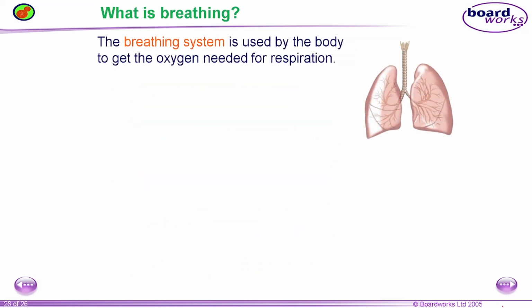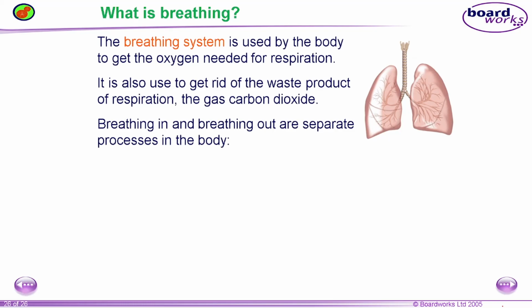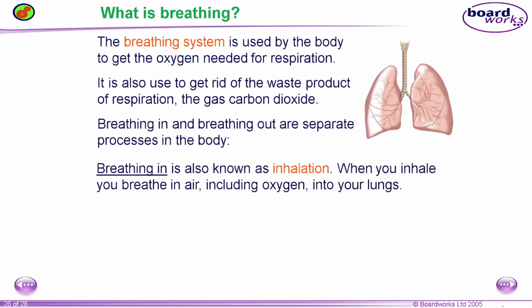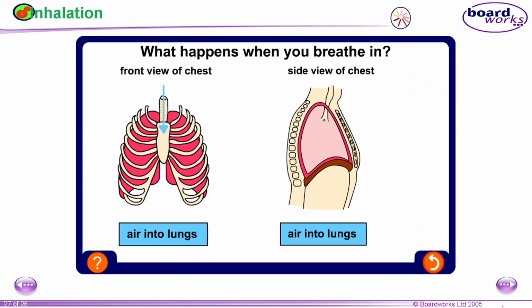What is breathing? The breathing system is used by the body to get oxygen needed for respiration. It is also used to get rid of the waste product of respiration, the gas carbon dioxide. Breathing in and breathing out are separate processes in the body. Breathing in is also known as inhalation. When you inhale, you breathe in air, including oxygen, into your lungs. Breathing out is also known as exhalation. When you exhale, you breathe out the contents of your lungs, getting rid of the waste gas carbon dioxide.